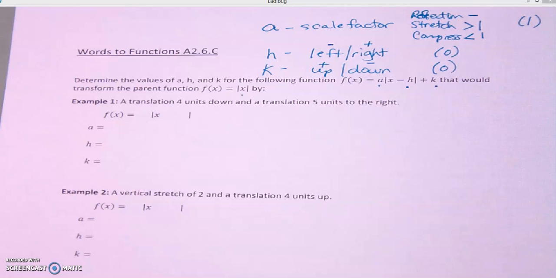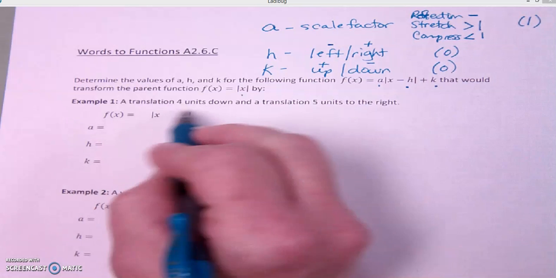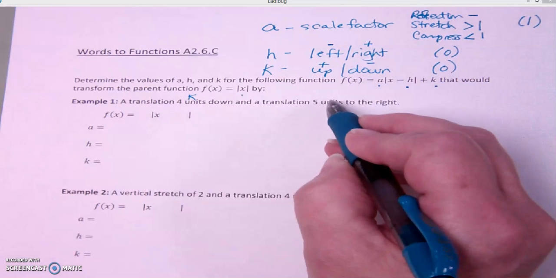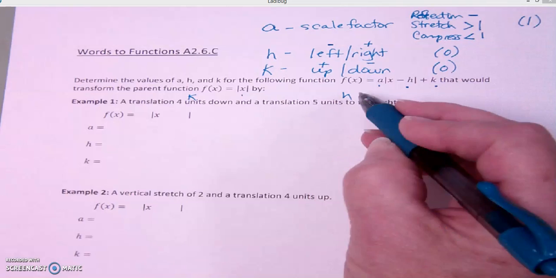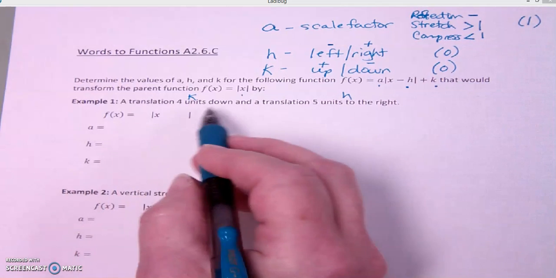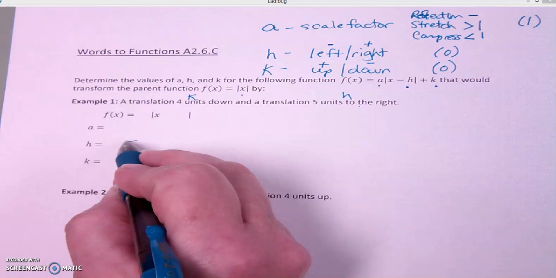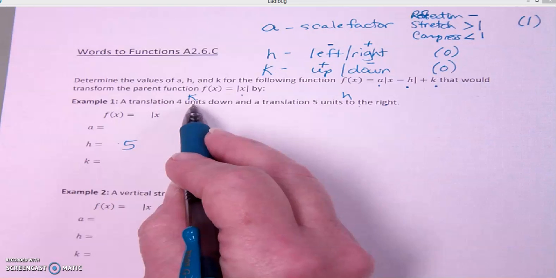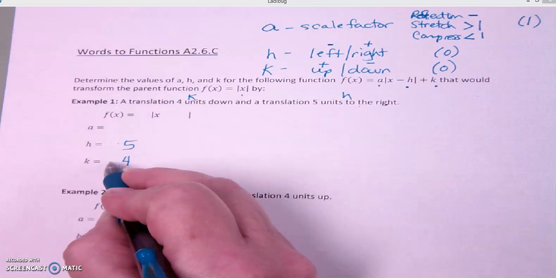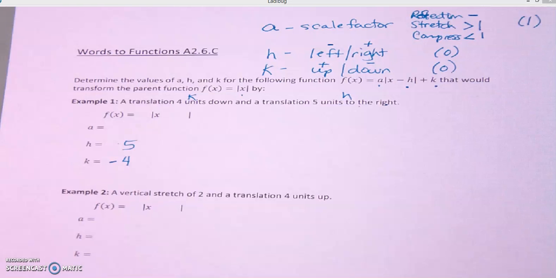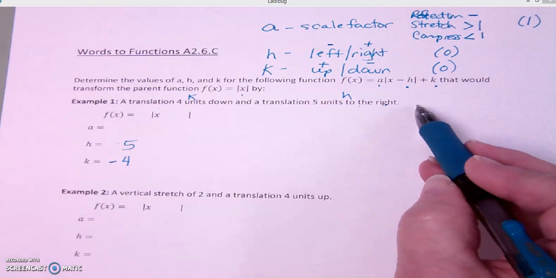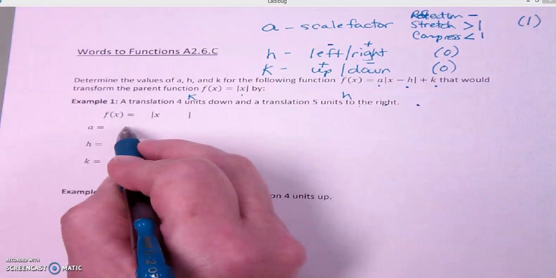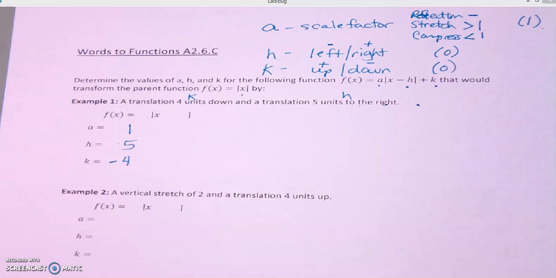So your first example. The translation 4 units down, remember, that's going to be your k, and a translation 5 units to the right. Right is your h. So let's go ahead and put those in here. h, 5 units to the right, right is positive, so I'm going to put 5. k, 4 units down, down is negative, so put -4 there. It doesn't tell me whether it is reflected across the x-axis, vertically stretched, or compressed, so we're just going to put a 1. If it doesn't say, put a 1.